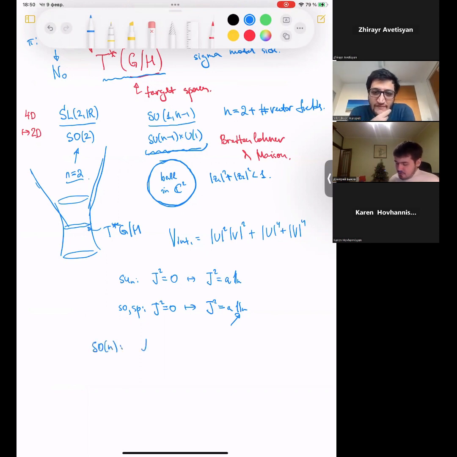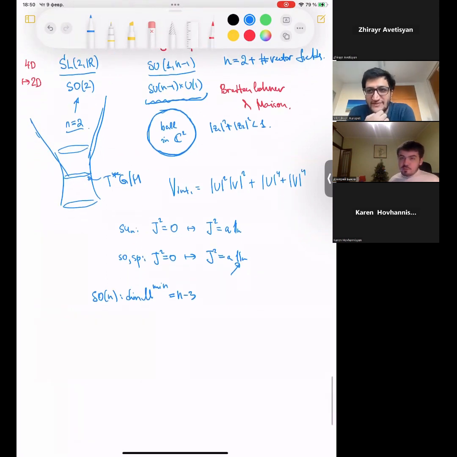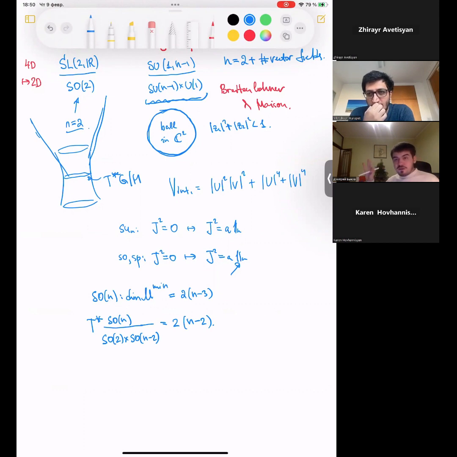That is the SO(n) case. You have a minimal orbit. I think we discussed this at some point, right? It's n minus 3, or maybe 2n minus 3. Is it 2n minus 3, right? And the one that corresponds to the T star of the relevant homogeneous space, which is SO(2) times SO(n minus 2), is 2 times (n minus 2). And that corresponds to dropping one of those constraints, one of the off-diagonal constraints.